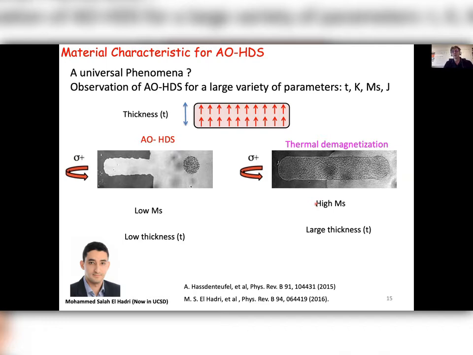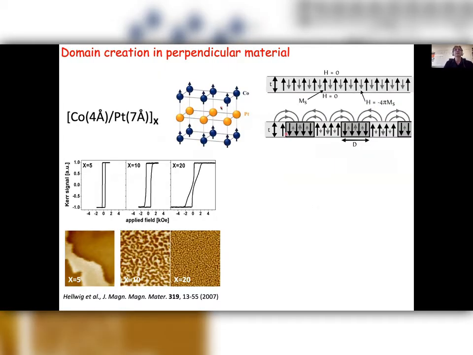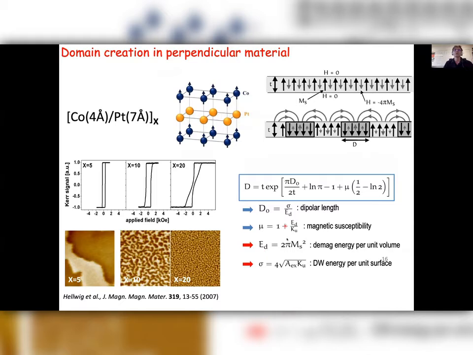And we believe that this is not really due to the all optical switching phenomenon, but is rather due to micromagnetics. Because indeed, if you take, for example, a cobalt platinum multilayer, and if you increase the number of repeats, you have a thicker sample. If you have a thin sample with a low number of repeats, you have big domains. If you have a sample with a larger thickness and larger magnetization, then you have much smaller domains. And there's a formula that gives you basically the domain size as a function of the magnetic parameters.